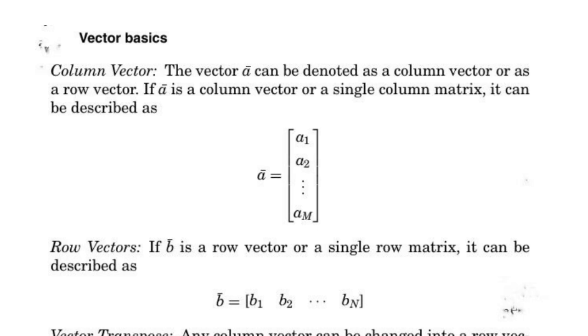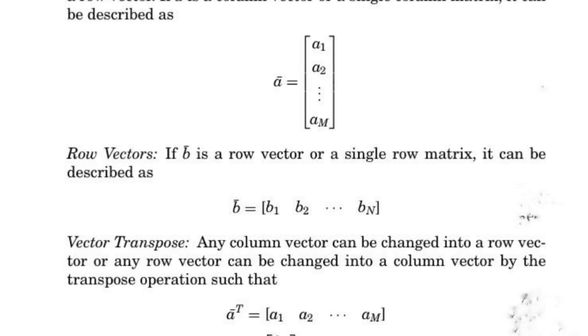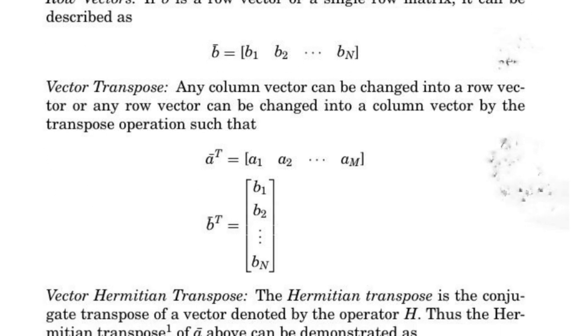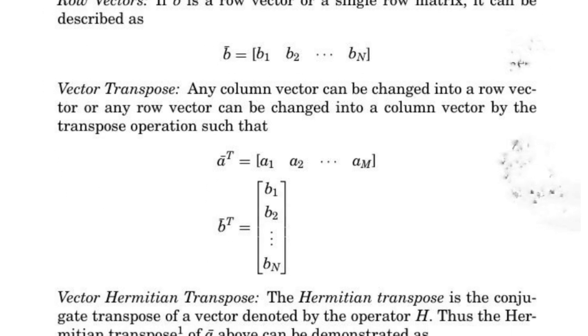If A is a column vector or single column matrix, it can be described column-wise as A1, A2 up to AN. Similarly, if B is a row vector or single row matrix, it can be described as B equals B1, B2 up to Bn. The next parameter is the vector transpose. Any column vector can be changed into a row vector, or any row vector into a column vector, by the transpose operation.